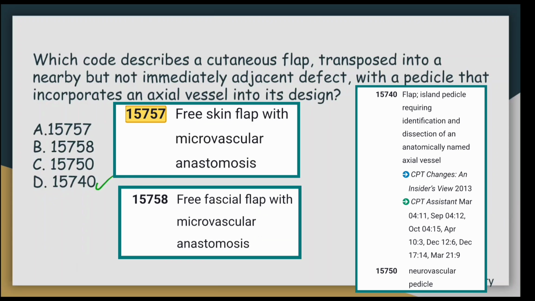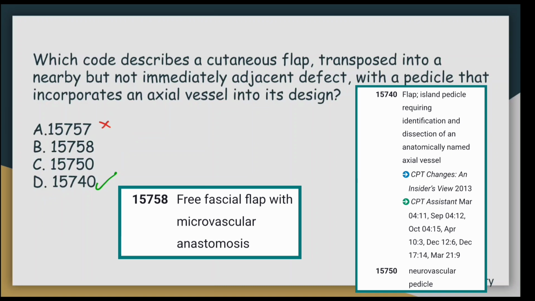We'll eliminate option A 15757 because that is for free skin flap with microvascular anastomosis. So that is not matching with the scenario. So eliminate option A. And coming to option B 15758, that is for free fascial flap with microvascular anastomosis. But according to the question, we have to code for cutaneous flap transposed into nearby but not immediately adjacent defect, and we have to code for with a pedicle that incorporates axial vessel, right?